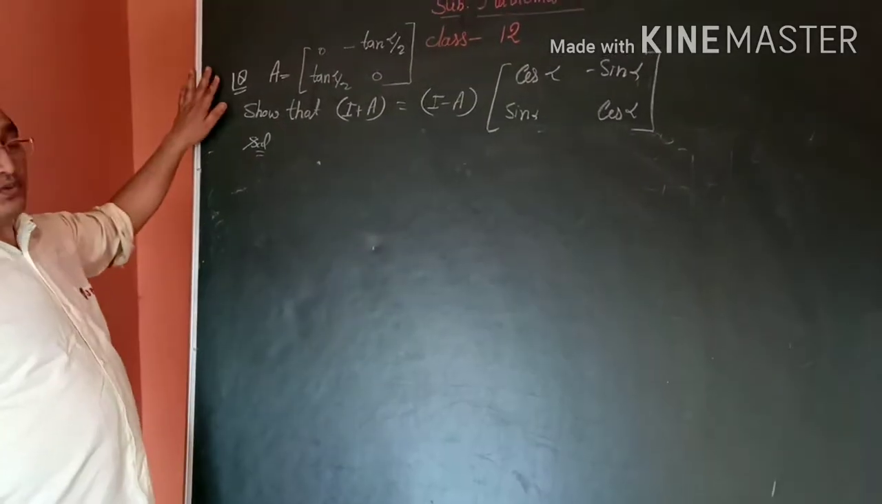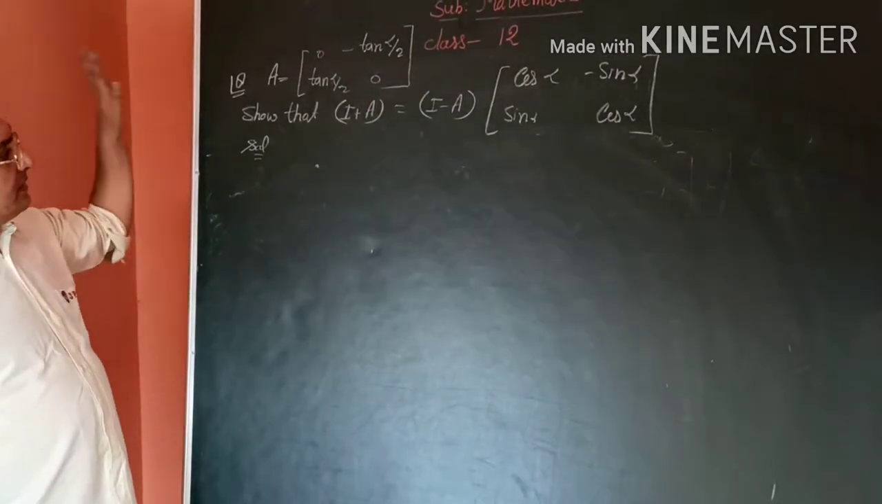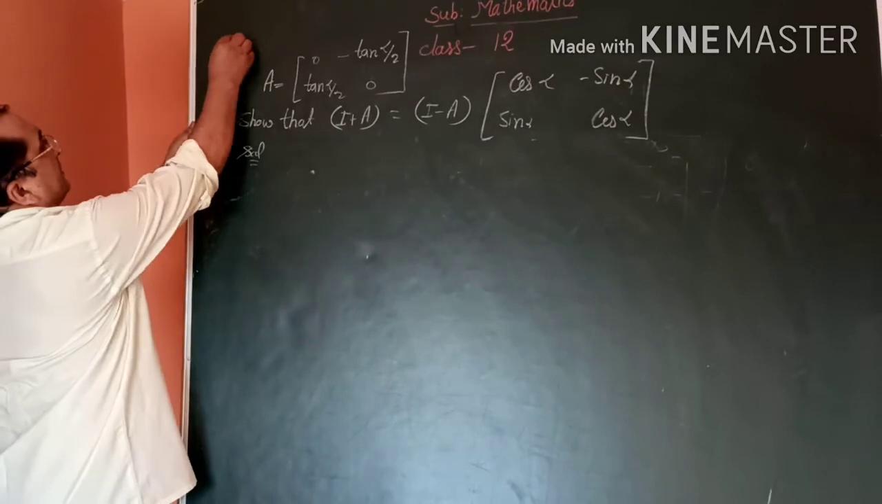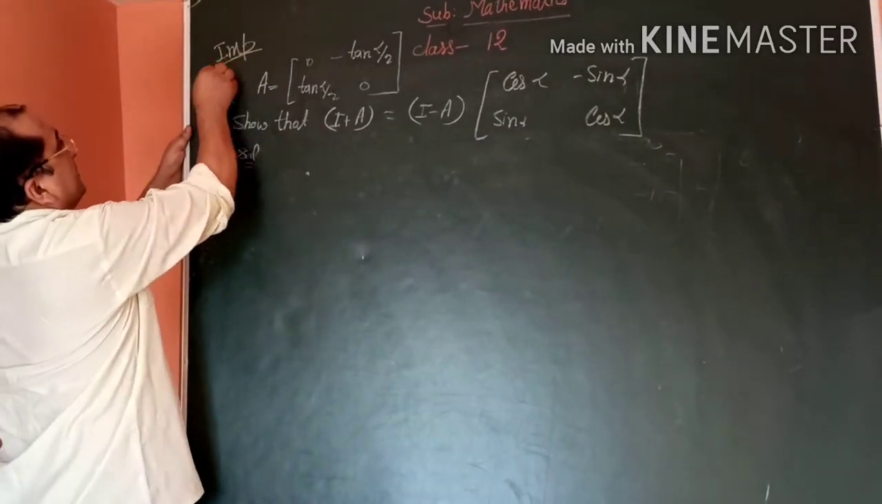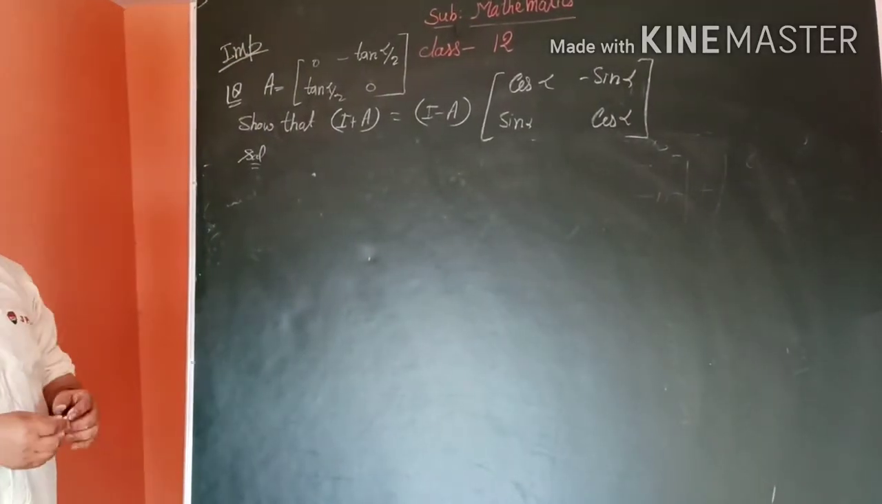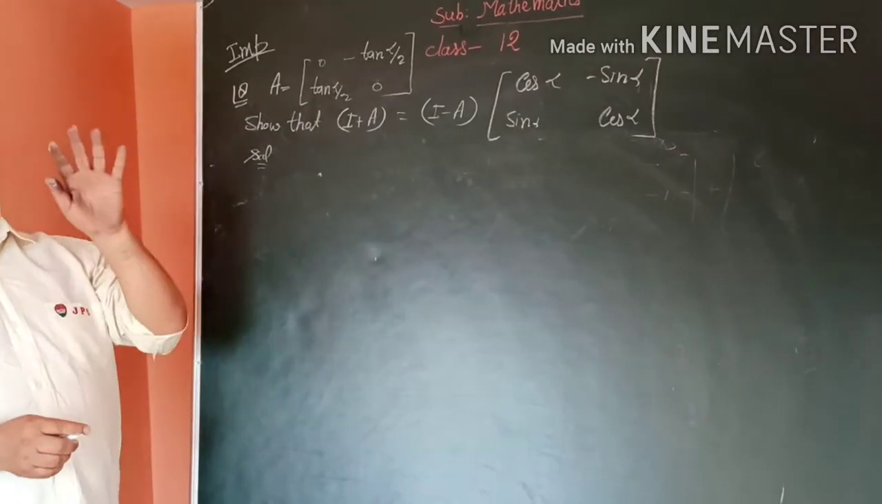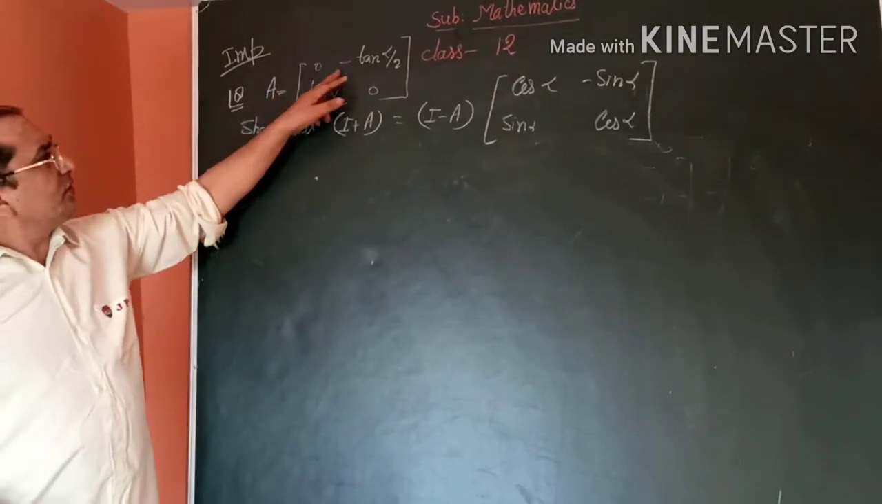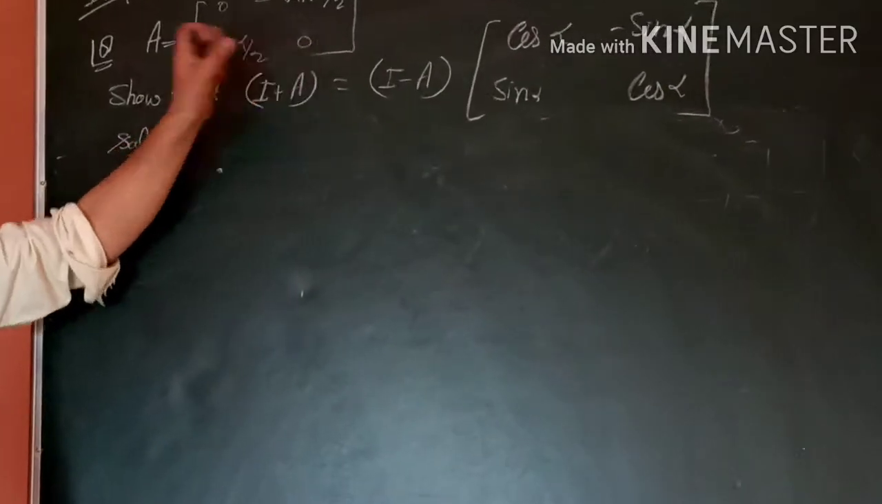Okay, now come to question number 18. This is a really very important question. This question has been asked in the board examination so many times. Now see, A equals the matrix [0, minus tan(alpha/2); tan(alpha/2), 0] is given.